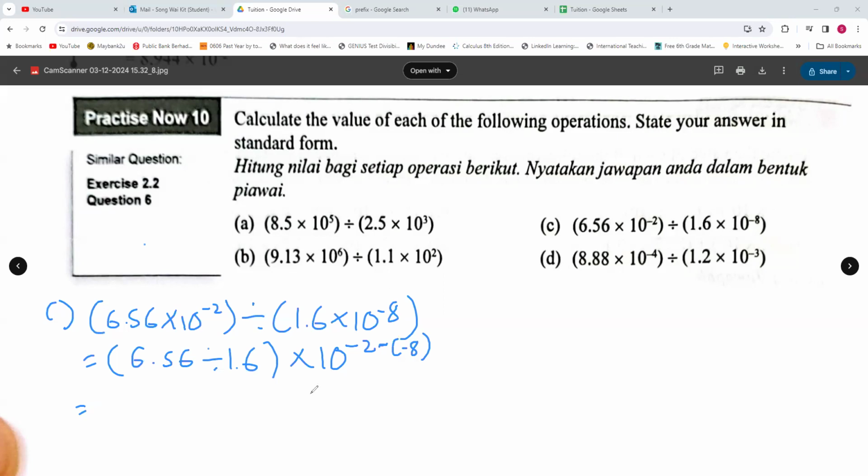4.1. Okay, as for the power, what is negative 2 minus negative 8? Negative 10? No. Minus negative become plus. Negative 2 plus 8, or 6. Yeah, so 6. All right, then we go for D.